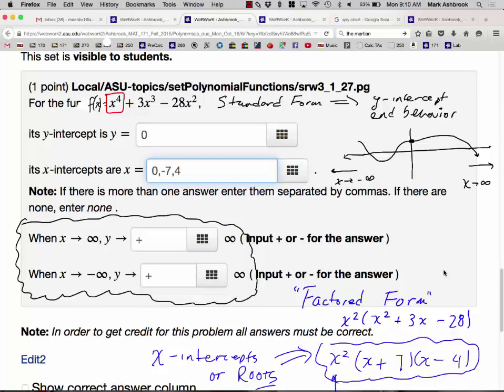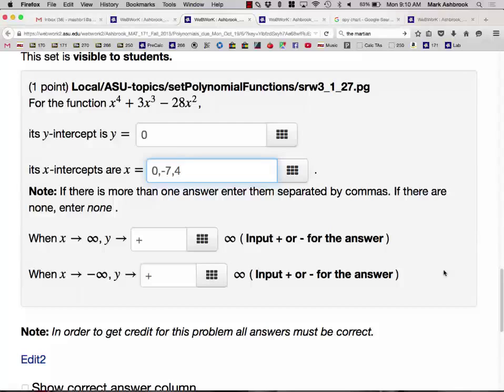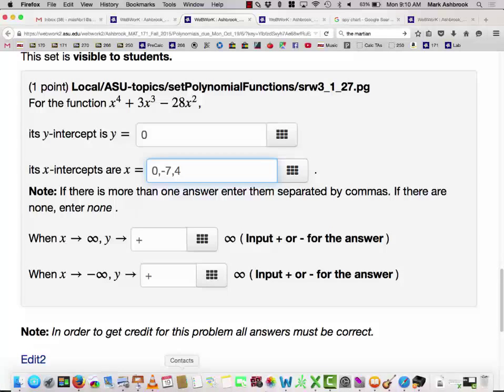So a particular type of polynomial function is called a quadratic function.